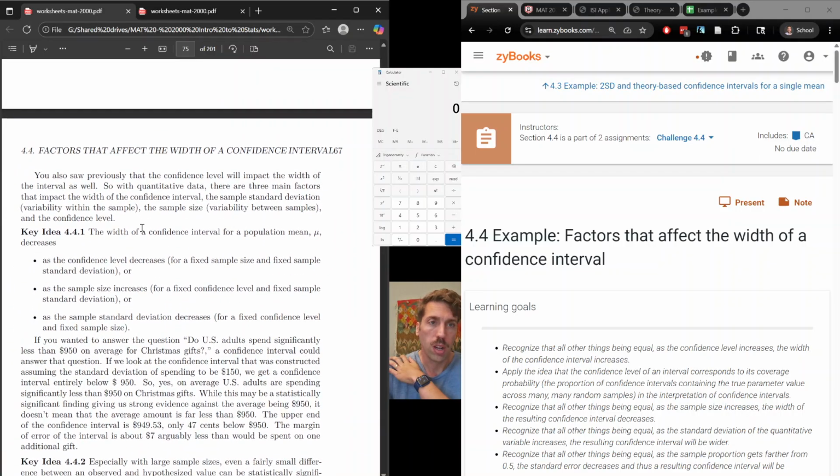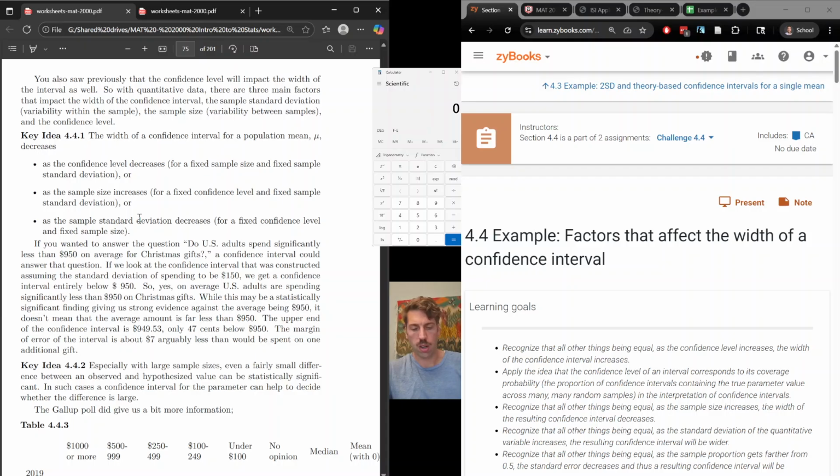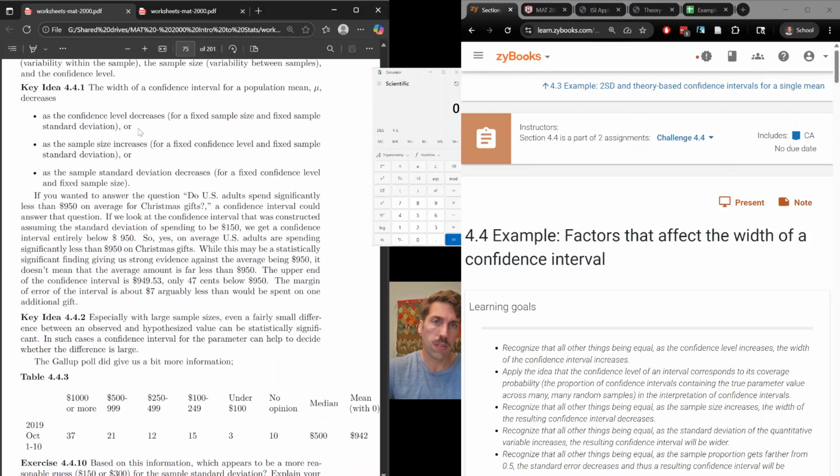Okay, moving on. So we've got our key idea, which lists what makes the width of a confidence interval for population mean mu decrease. If the confidence level decreases, so if you're okay with less confidence, your interval can be narrower. If the sample size increases, then the width of your interval decreases because you're going to be more certain. And if the standard deviation decreases, then you're also more certain, so your width decreases.